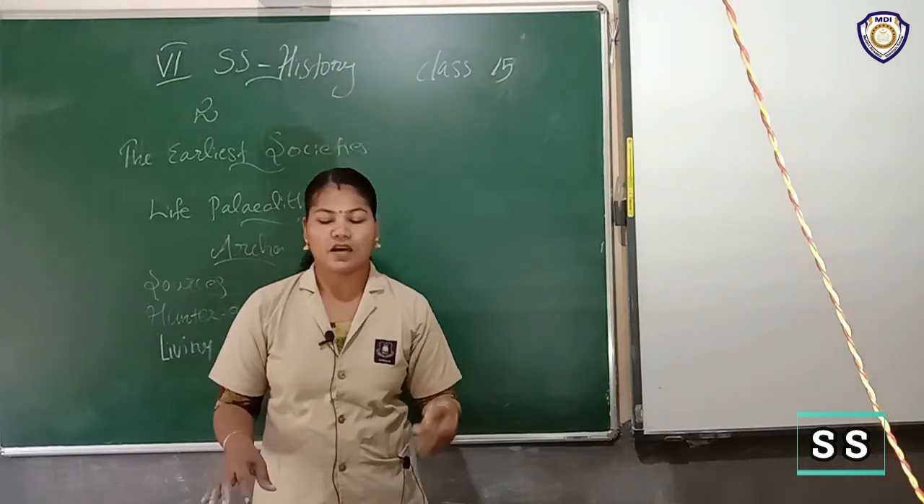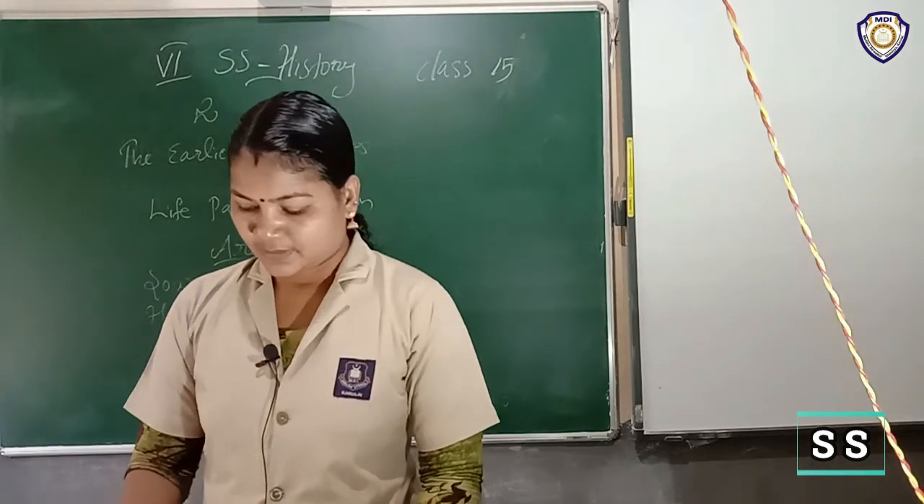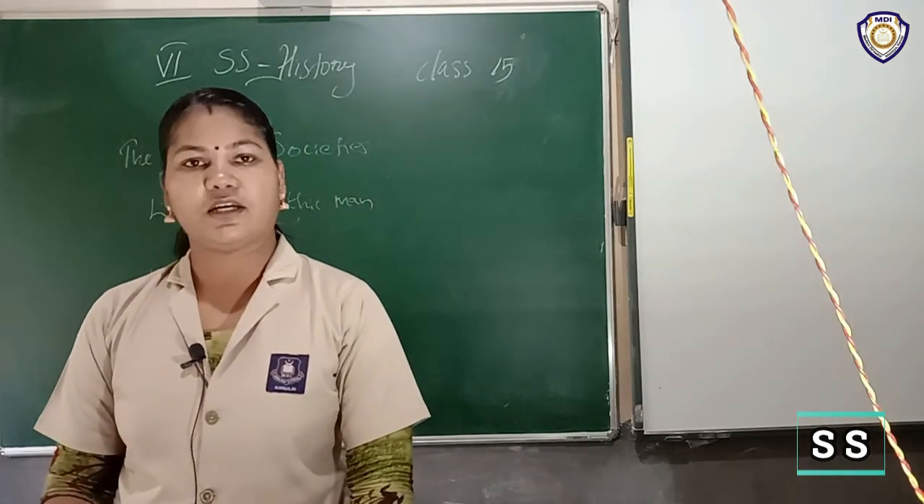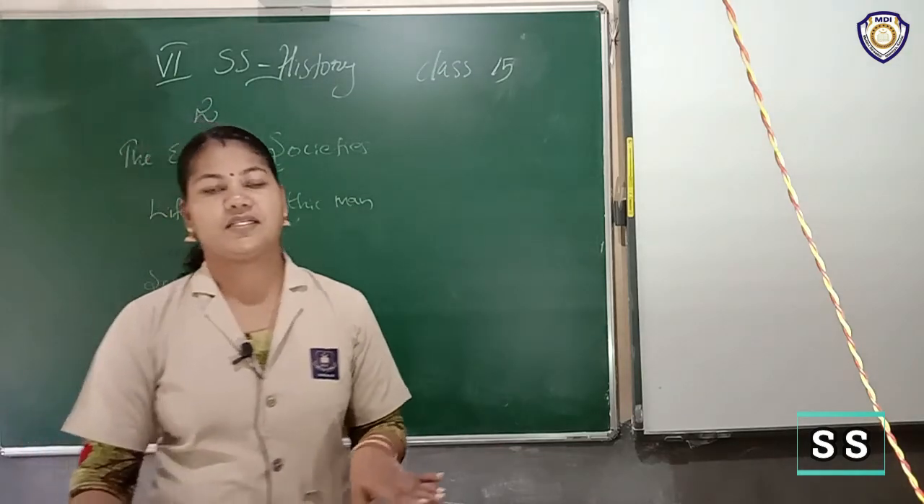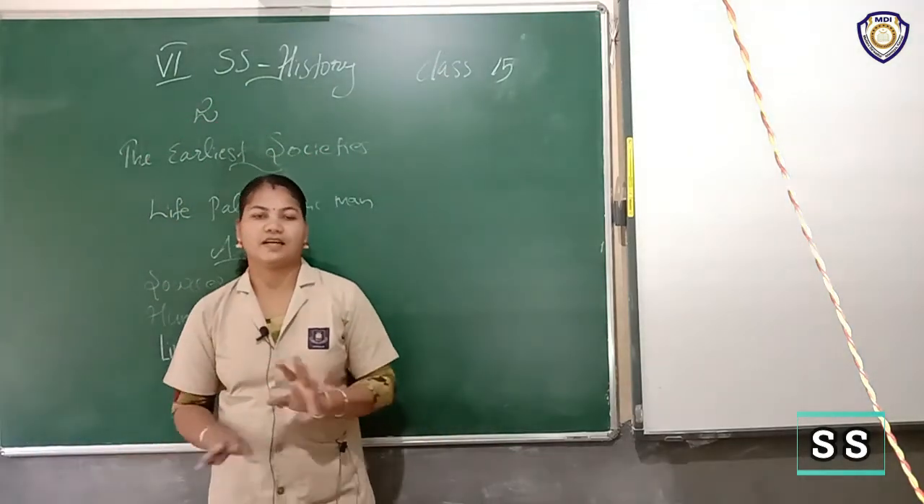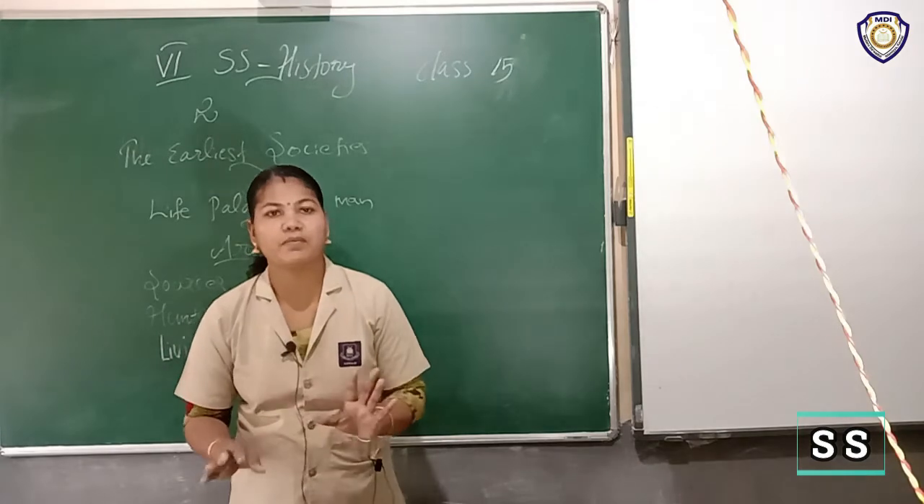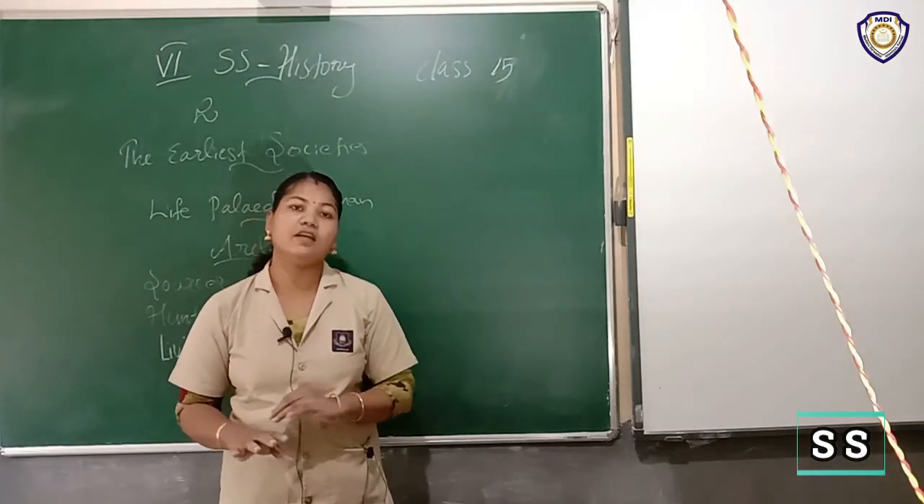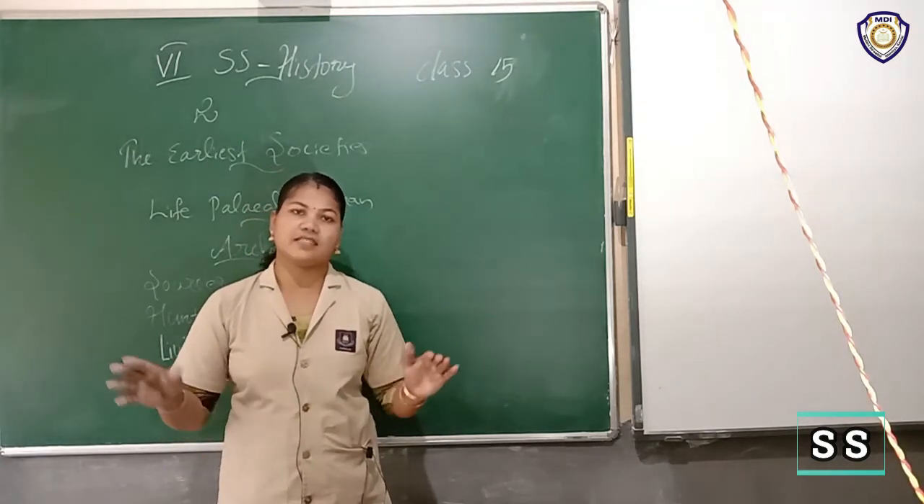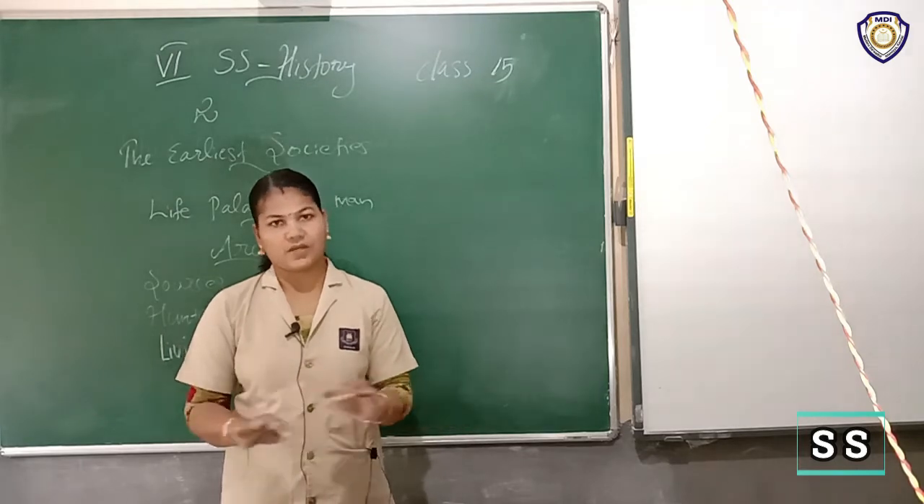There were no inequalities within a group. There were no inequalities within a group. If there are 5 members or 10 members, all are the same. They consider that a family. There is no other opinion.